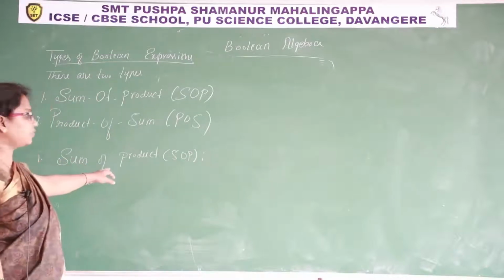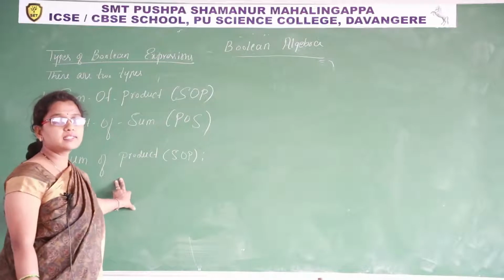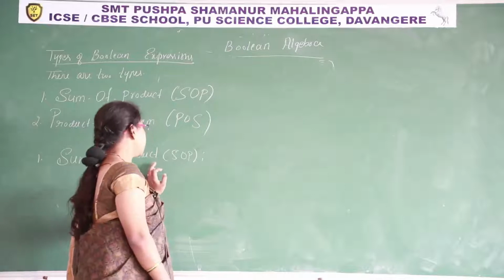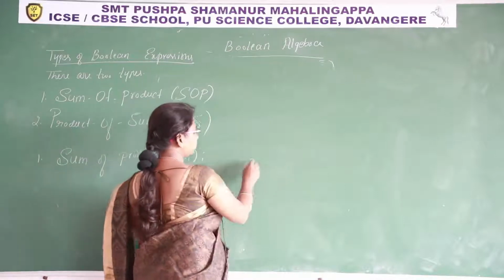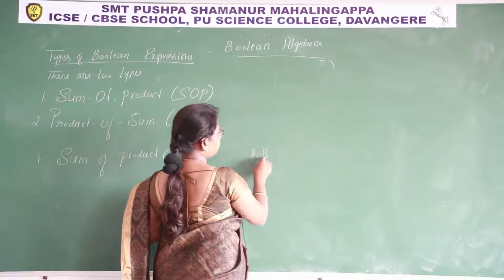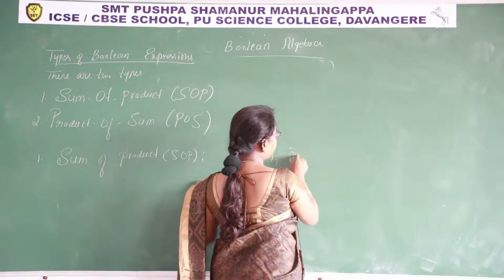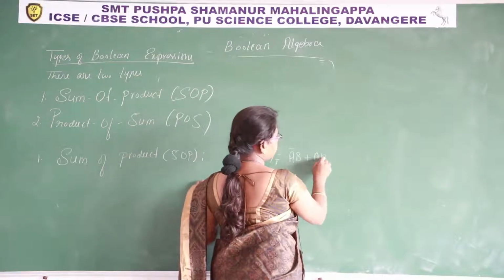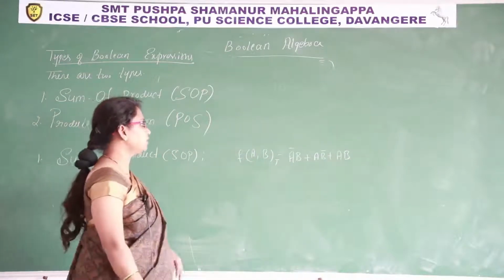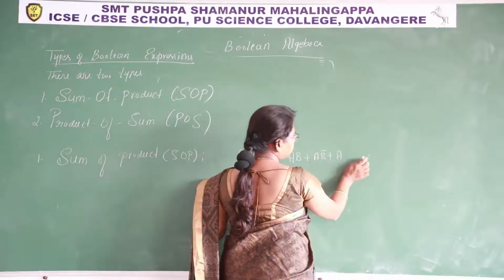See how to define sum of product. It is a logical sum of product of one or several variables, and these variables may or may not be complemented. How to define this? You can consider an example. I consider a two variable function here, f of a comma b, that is equal to a bar b plus a b bar plus ab. I consider this expression here, or you can take a also.